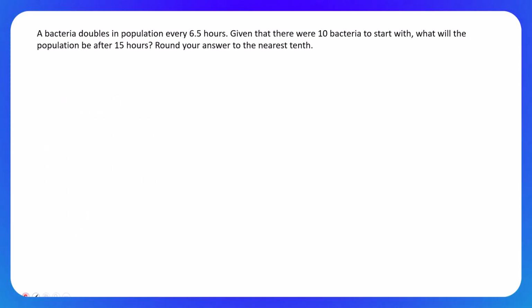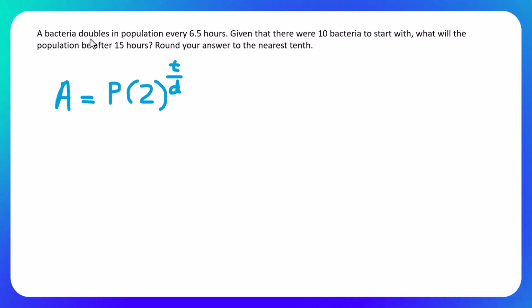All right, the next question: we have a bacteria doubling in population every 6.5 hours. Given that there were 10 bacteria to start with, what will be the population after 15 hours? Round to the nearest tenth. I'm going to use this formula because we are doubling. So this is the double time formula.